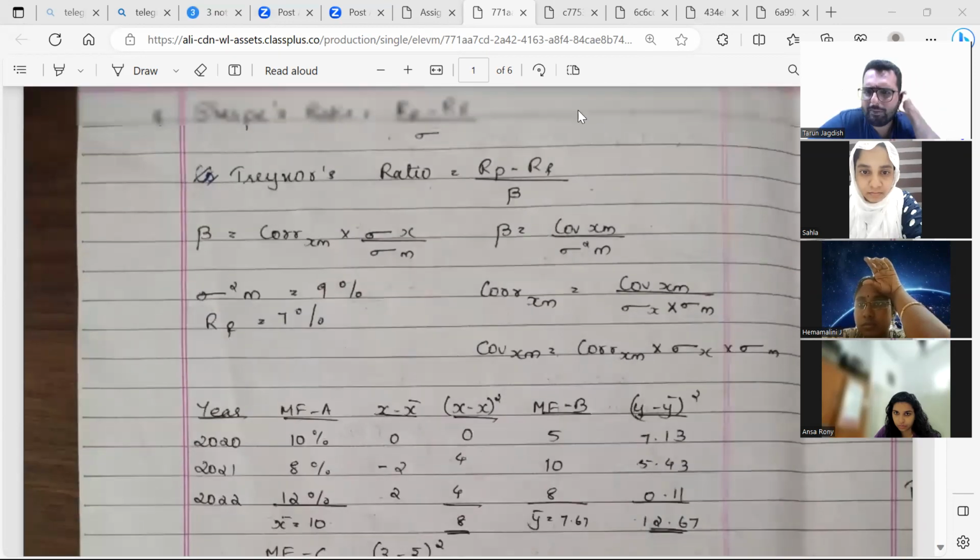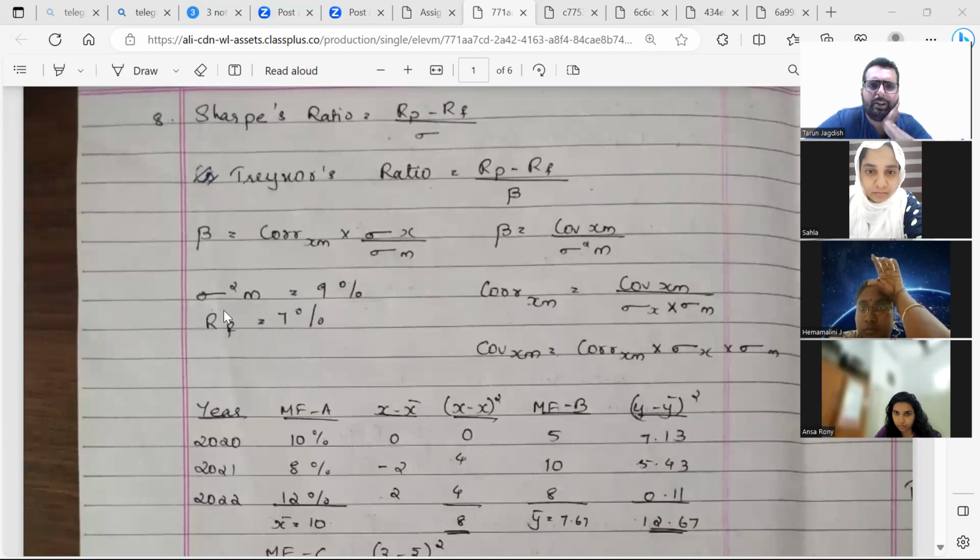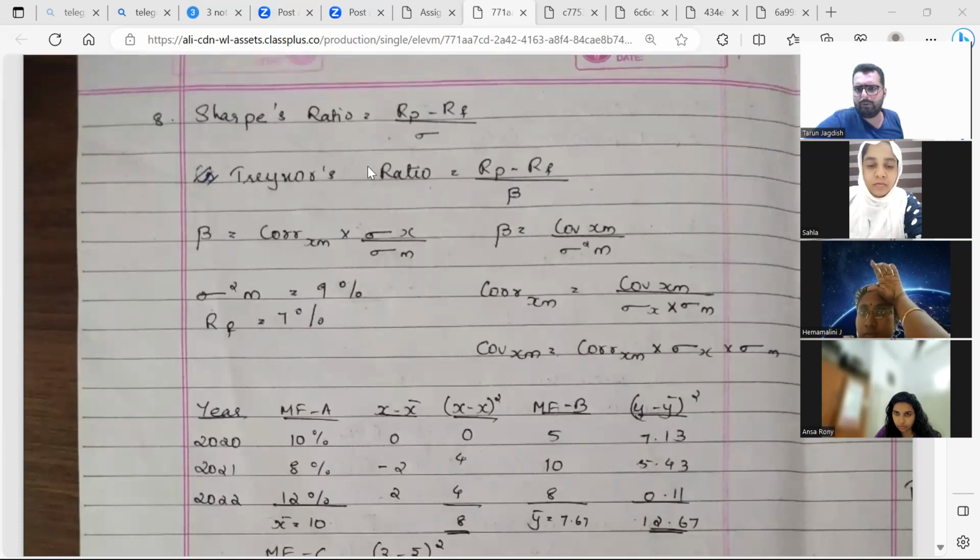Okay, Sahela, one more thing. My advice, don't write like this. You have written beta left side, again beta right side. Variance left side, again correlation XM right side. Put it in one line down. This becomes very cluttered. For anyone to read, it becomes difficult. Going from up to down, it will be easy for everyone to read.